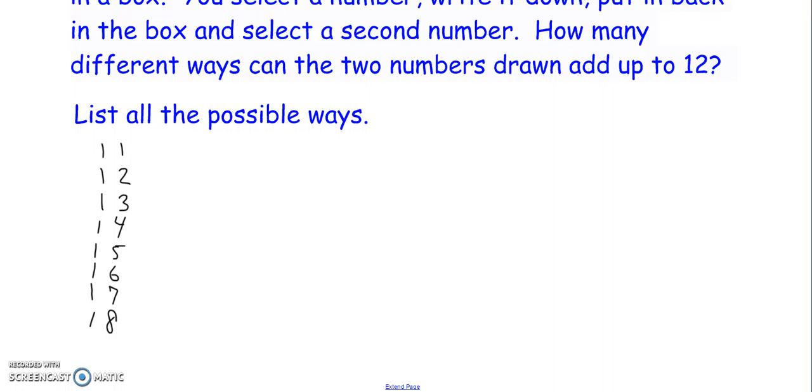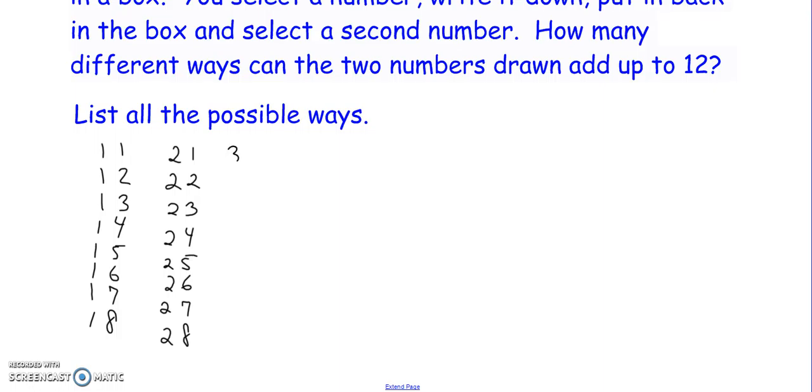Now, this one right here is actually important to talk about. It is possible to get a 1 and then a 1 because it specifically says in the directions that you draw a number and replace it back in. Now, it's also possible to draw a 2 as a first number. And I could follow that up with a 2, 1, 2, 2, 2, 3, 2, 4, 2, 5, 2, 6, 2, 7, and 2, 8. And obviously, I would not go any further than 8 because, again, I can't draw a number higher than 8.